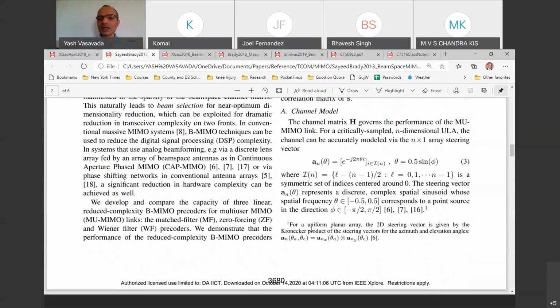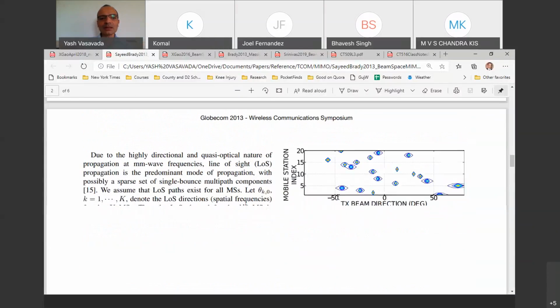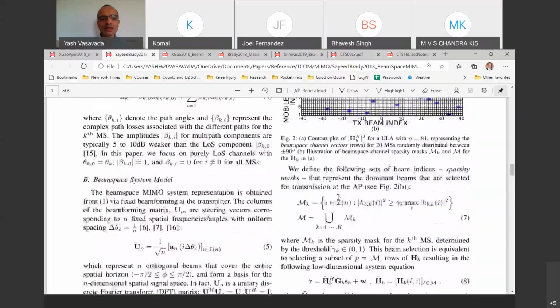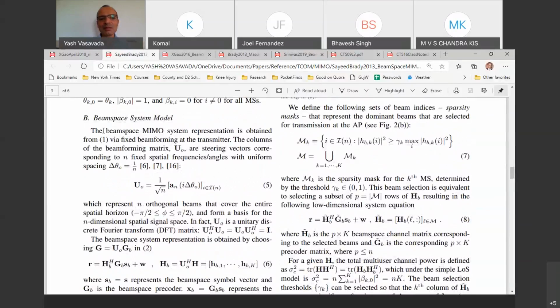And so again, they do the DFT operation, the same type of ULA model. And by doing the DFT, which they're calling essentially the beam space model, again some fancy term, ultimately all that they're doing is multiplying by this matrix U, which is the discrete Fourier transform matrix.